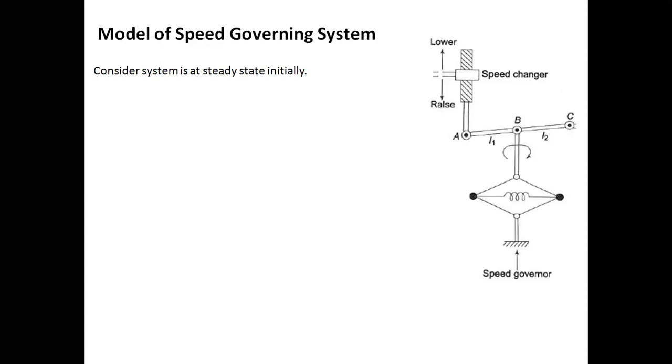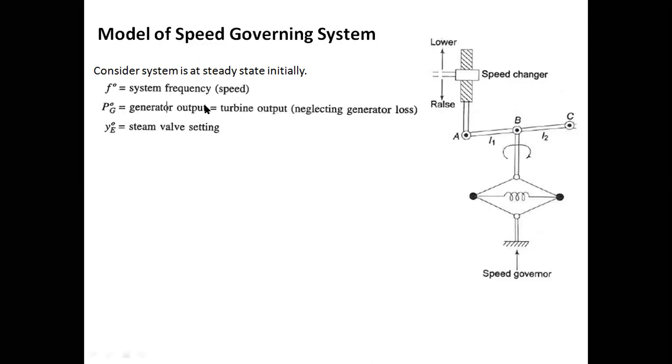Now we are going to discuss the basic model of the speed governor system. In the speed governor system, you can see, first we are considering the ABC lever, which is connected with the speed changer and flyball. First of all, consider the steady state condition initially. Here we have the steady state frequency, f naught, which is the system frequency or speed. It is generally 50 hertz.